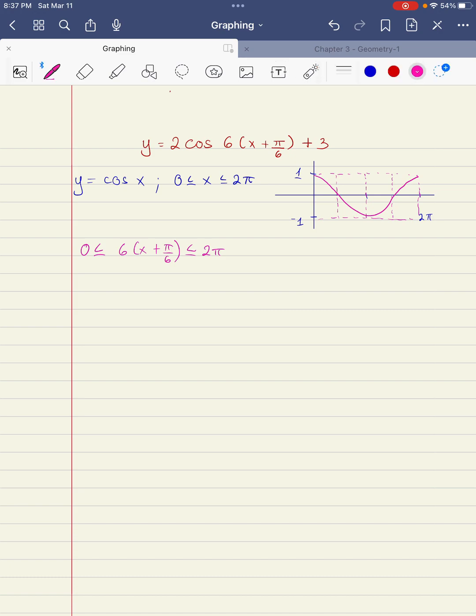So let's begin on how to solve for x. First, let's distribute the 6 in here. So 6x plus pi, 2 pi. Now we're going to subtract pi from everything. 0 minus pi is equal to negative pi, less than or equal to 6x, less than or equal to... oh, I'm sorry, 2 pi minus pi is just going to be pi. So now we need to divide by 6 on all sides. So negative pi over 6, less than or equal to x, less than or equal to pi over 6.